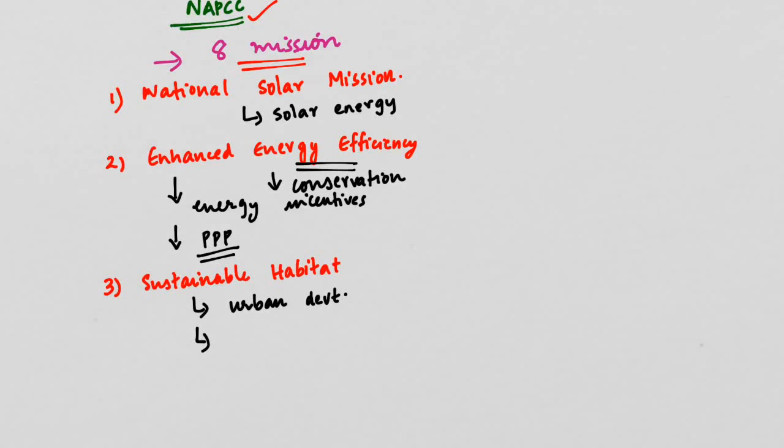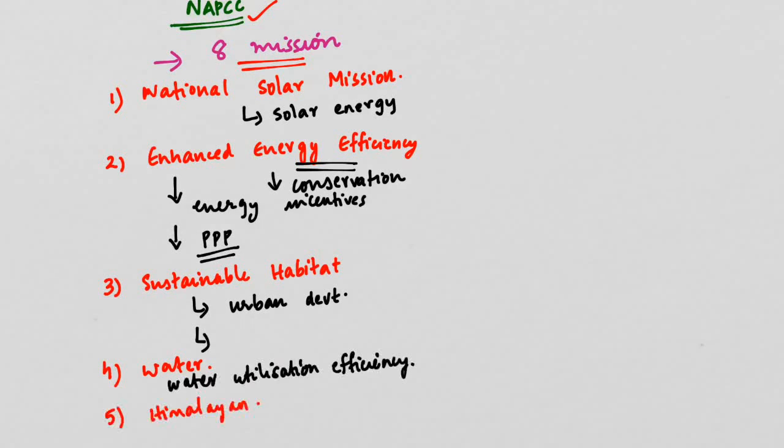Now the fourth mission is the National Water Mission and it targets 20% enhancement in water utilization efficiency. The fifth mission is the National Mission for Sustaining the Himalayan Ecosystem. This mission endeavors to preserve the forest cover, biodiversity and other environmental assets in the Himalayan region. So the Himalayan region is given a focus under this mission. Now the sixth mission is National Mission for Green India, which we have discussed. The target is to increase the forest cover and also the area under forest and tree cover.